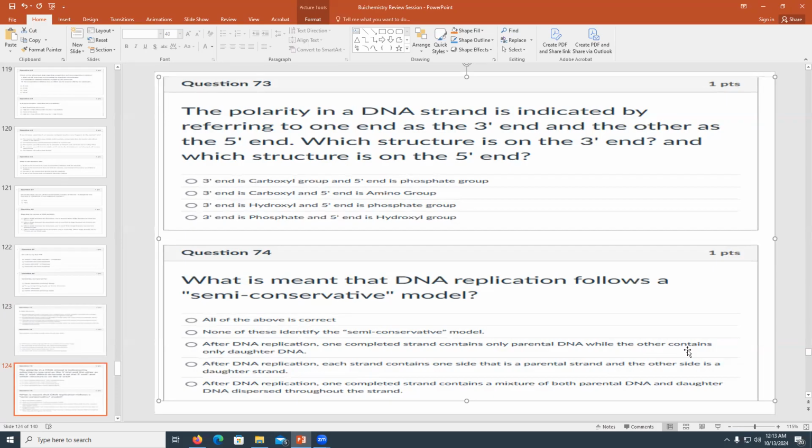After DNA replication, one completed strand contains a mixture of both parental DNA. No, it does not have a mixture. That's wrong. So after DNA replication, each strand contains one side that is parental and the other side that is daughter.